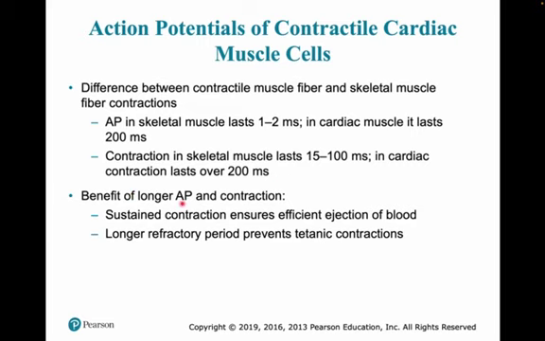The benefit of longer AP and contraction is basically that it can give us sustained contraction, to ensure that the entire blood has been ejected, and the longer refractory period also prevents the tetanus condition, meaning the muscle getting stiff.